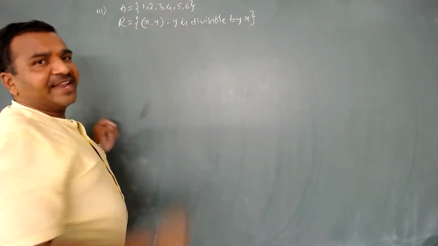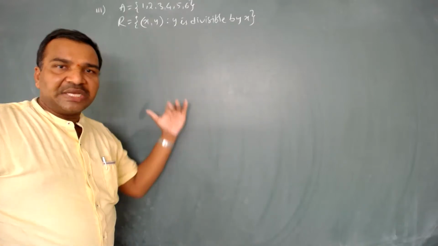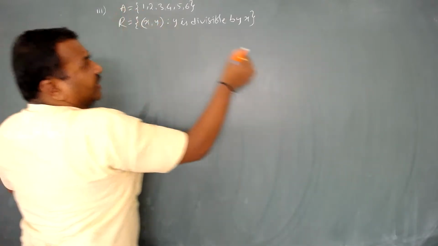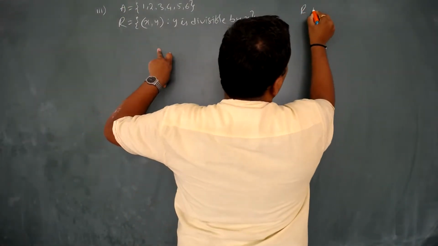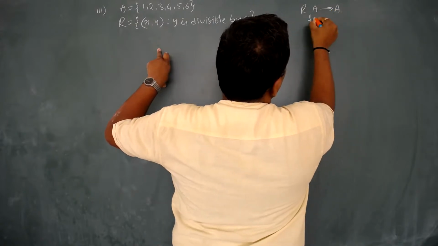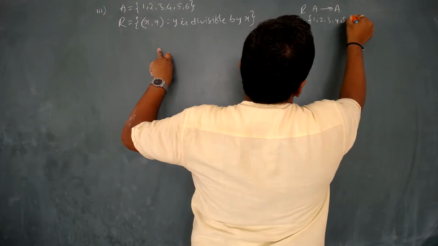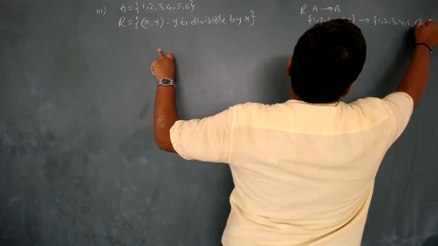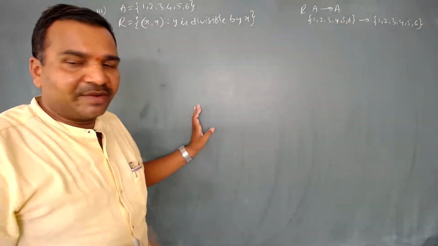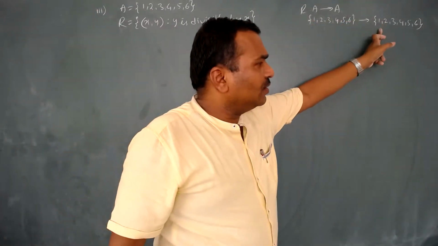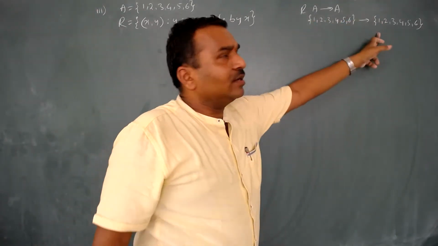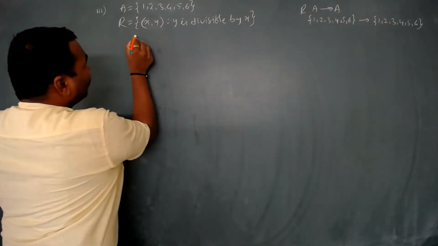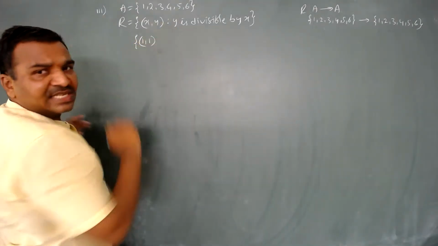First of all, it is a finite set. If it is a finite set, we have to write all the elements which satisfy this condition. R is a relation on A, which is nothing but a relation from A to A, that is {1, 2, 3, 4, 5, 6} to {1, 2, 3, 4, 5, 6}. Now check one by one. The first element belongs to the first set, the second element belongs to the second set. First I will take (1,1). Does it satisfy or not?